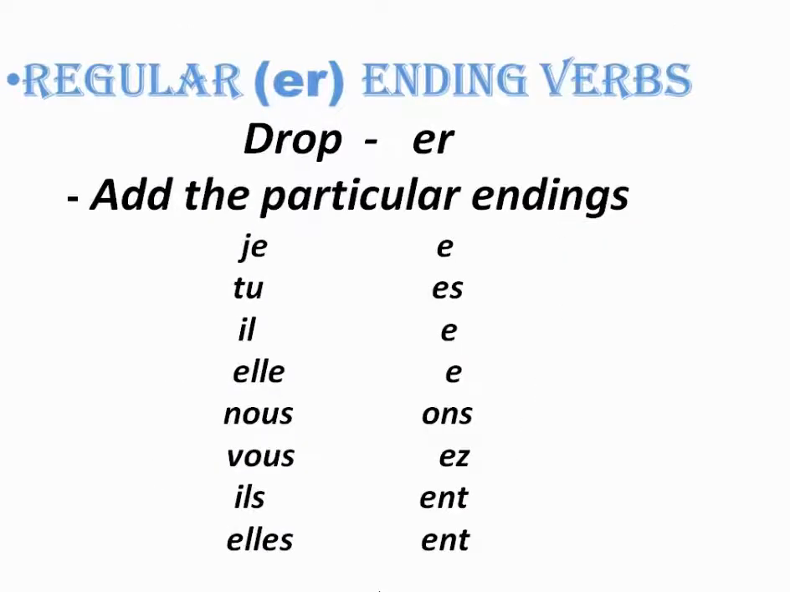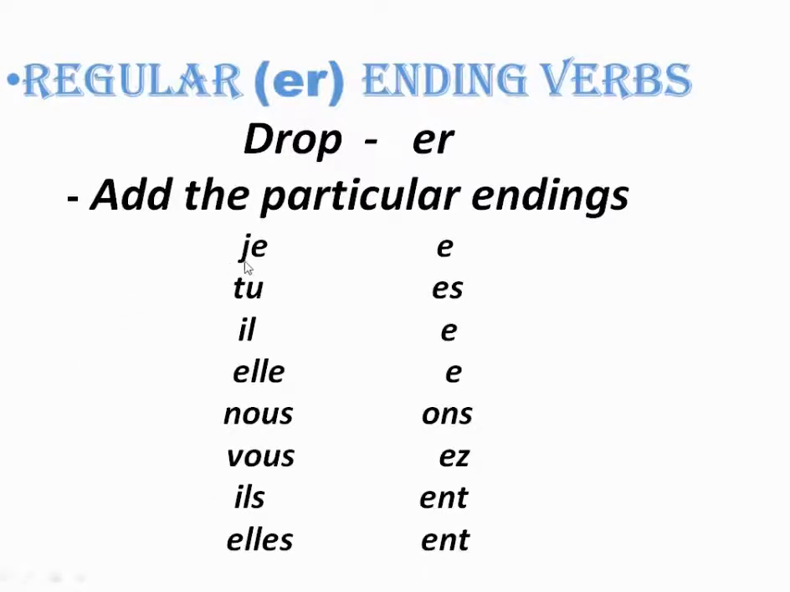Now if we talk about the conjugation of ER verbs, that is the first group verbs, there is a particular pattern, as we have already discussed about it, that we have to learn. ER verbs are the verbs which end with ER. So we just have to remove the ER and then add these particular endings in accordance with the subject pronouns.